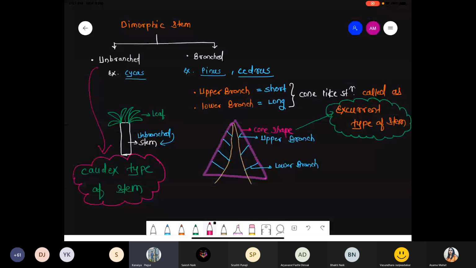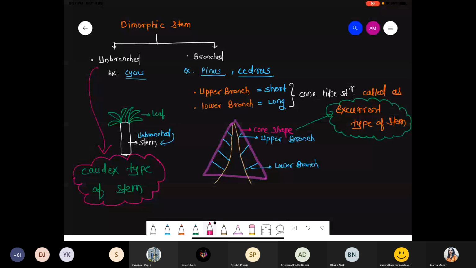Caudex के ऊपर question नहीं पड़ेगा in need. But there will be a question on the excurrent habit, because excurrent type of the stem is present specifically in case of pinus. So you have to remember excurrent, cone shape. Christmas ka plant remember karo, right? Lower, upper, different type of the shape. So that's why it forms a cone shape. Simple example. ठीक है. Chalo.